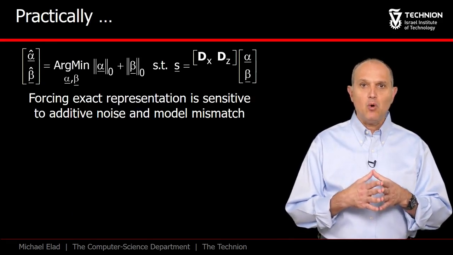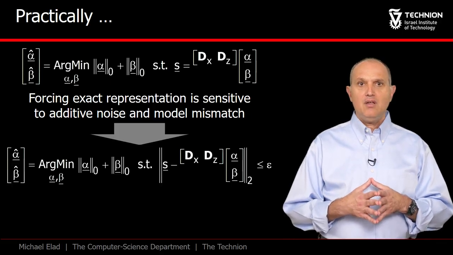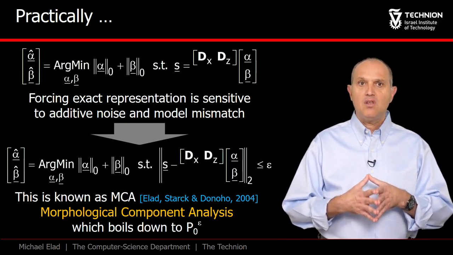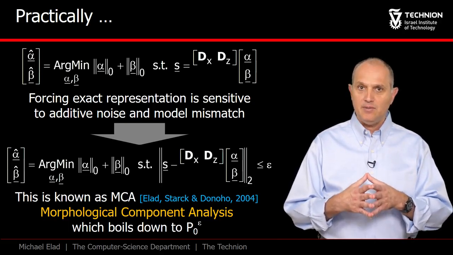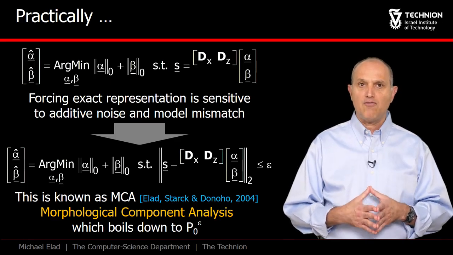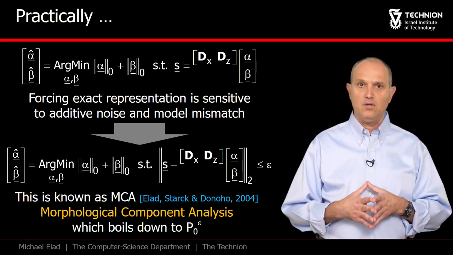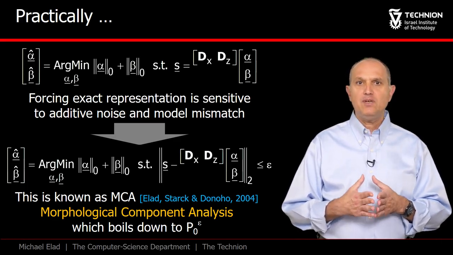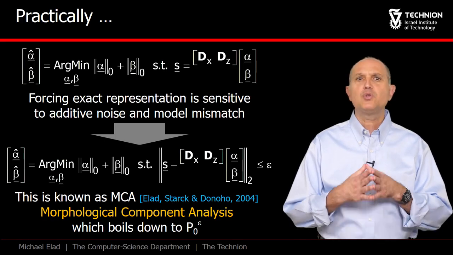Let's make it a bit more practical by changing the exact equality into an epsilon proximity. This is the morphological component analysis, the MCA, as proposed in 2004 by Starck, Donoho, and myself. What does it look like? It is a special case of the P0 epsilon problem for which we know so much already.